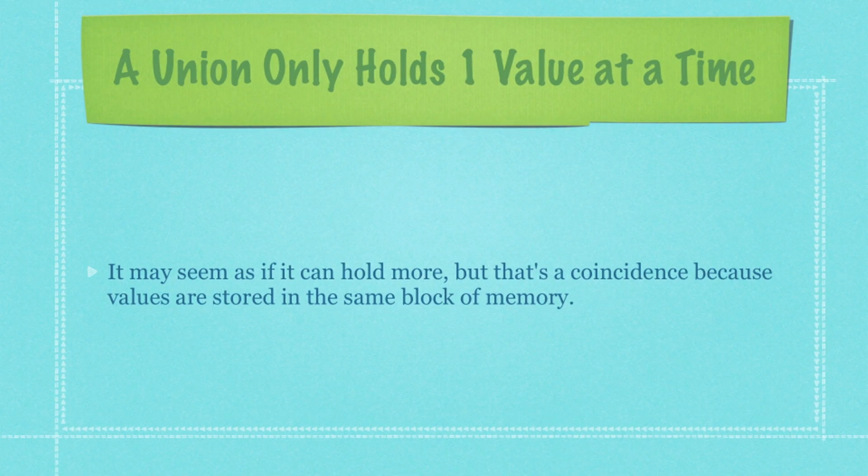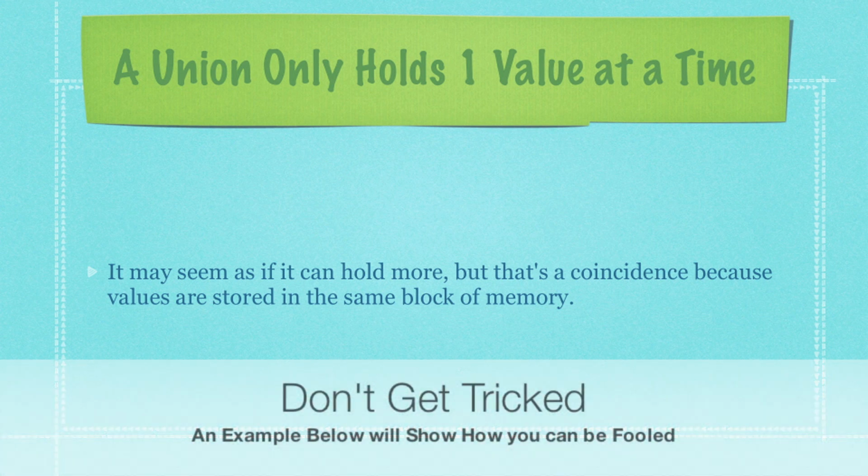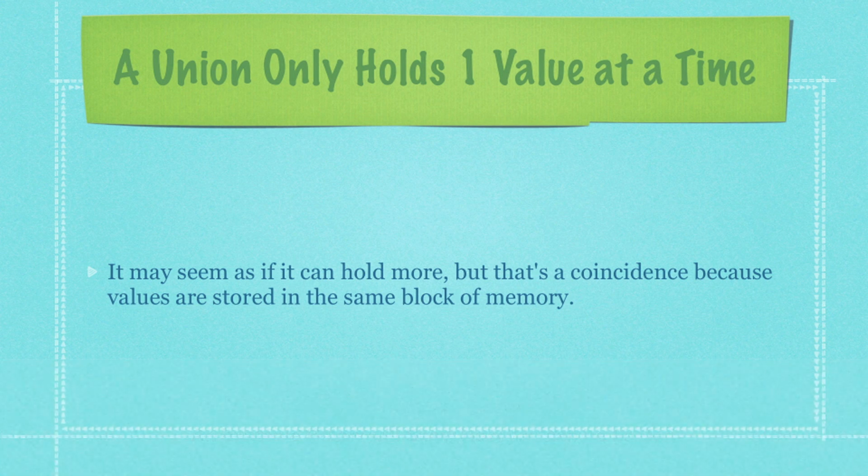Now I want to again reiterate something that I think is the reason why people get confused by unions, because really they're not that complicated. What you must understand, however, is a union only holds one value at a time. It may seem as if it can hold more, but that is merely a coincidence because values are actually stored in a block of memory, and it is possible for you to use a different conversion character and make it seem like multiple values are stored in memory. And I'm going to show you exactly how that would work and why that adds to confusion.